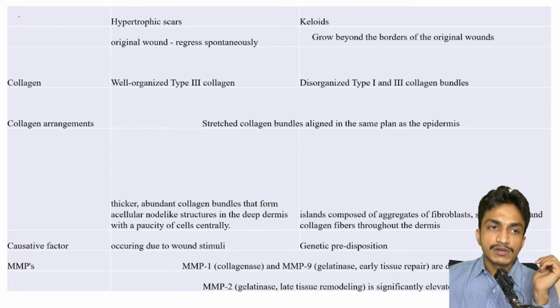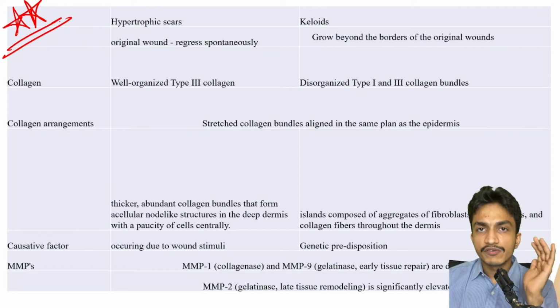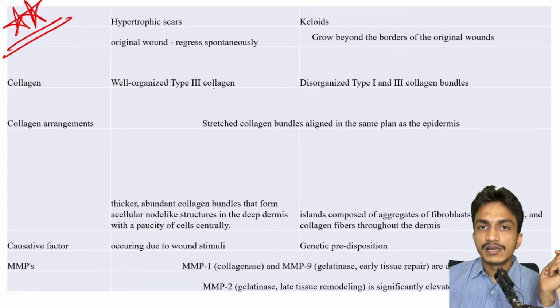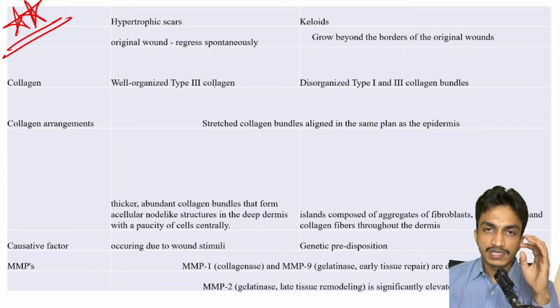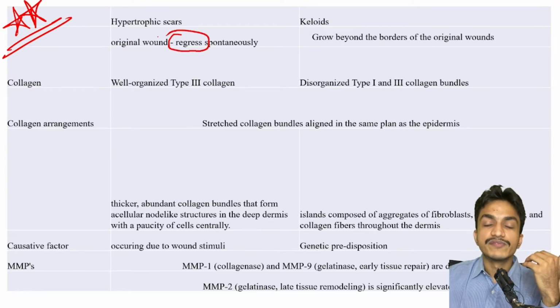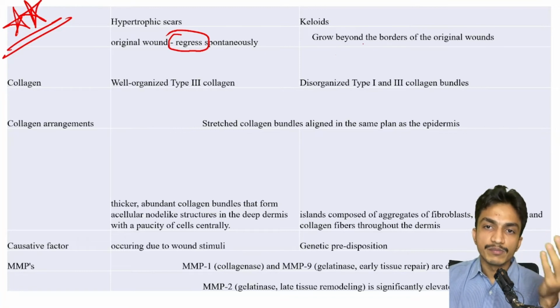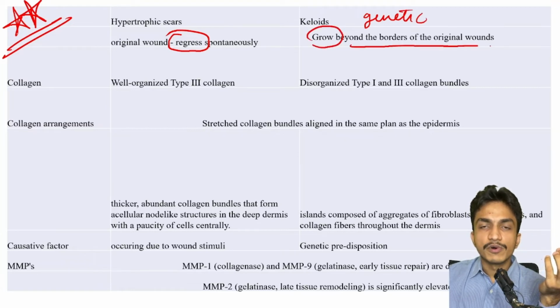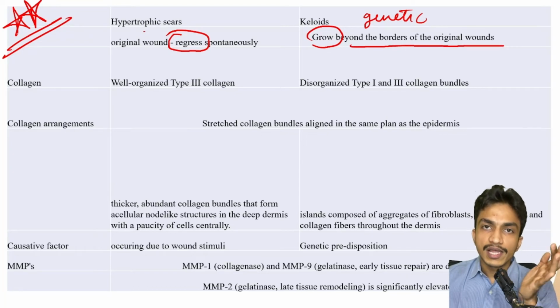Now this is a very important table which I have accumulated for you regarding the differences between hypertrophic scars and keloids. Hypertrophic scars basically occur whenever you have closure in lines of tension, or there is persistent pressure, or external stimuli. As the name itself suggests, it is hypertrophic scarring, but it can regress spontaneously if the inciting stimuli are removed. Keloids have a genetic predisposition and they grow beyond the borders. Usually hypertrophic scars are limited to the wound, but keloids grow beyond that.